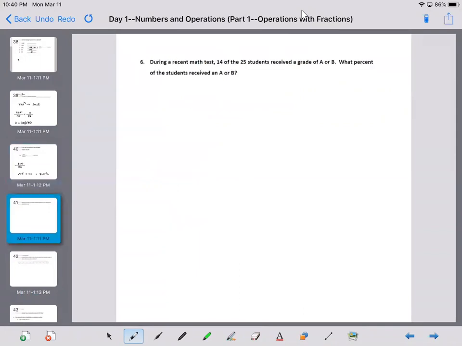Okay, so let's look at a context here. During a recent math test, 14 of 25 students received an A or a B. What percent is this? Well, we can certainly take 25 and divide it into 14. And we can also look at multiples and think, well, 25 is the denominator. What if I multiplied it by 4 divided by 4? Then that would give me 100 as a denominator and 56 as a numerator, which will take me directly to 56%.